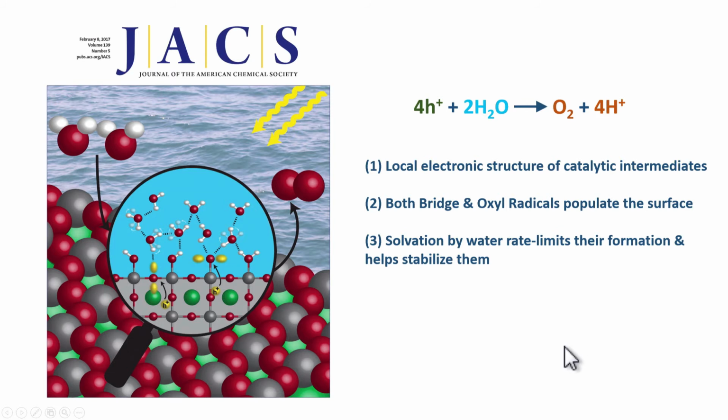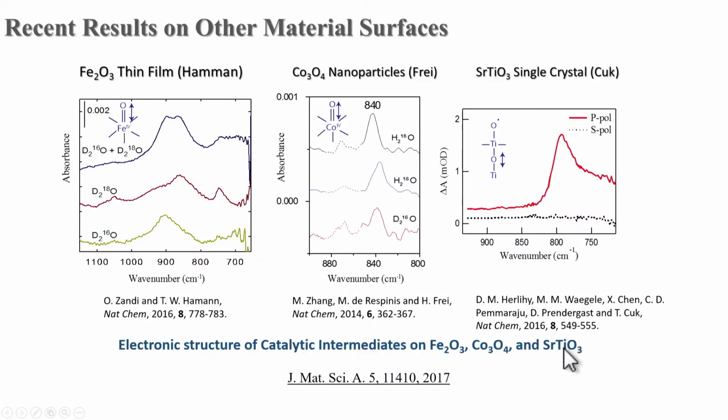Okay. Recently, other groups have also looked at these intermediate species on different material surfaces. I'm just going to summarize them quickly here. There's an iron oxo intermediate on the iron oxide surface, a cobalt oxo intermediate on the cobalt oxide surface, and then here's the strontium titanate result. So essentially, by being able to observe these critical catalytic intermediates, we're on the precipice of being able to deconstruct that catalytic cycle and the reaction pathway.